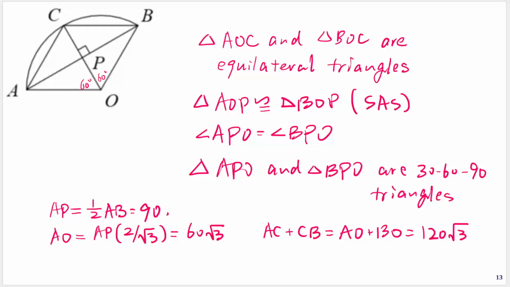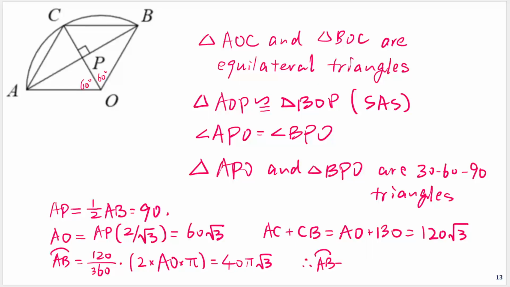Then, because the central angle AOB is 120 degrees, the length of arc AB is just 120 degrees over 360 degrees times the entire circumference, which is 2 times AO times pi, right? So this gives us 40 pi times square root 3. Therefore, the difference between arc AB and AC plus CB is 40 pi square root 3 minus 120 square root 3. You get it?